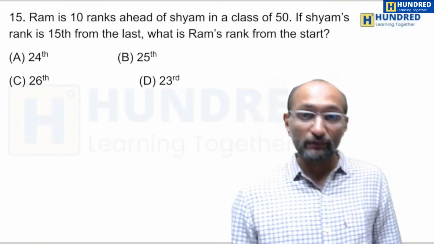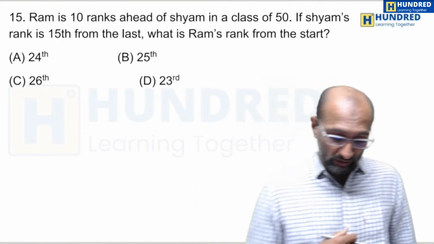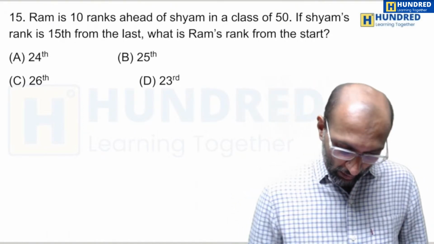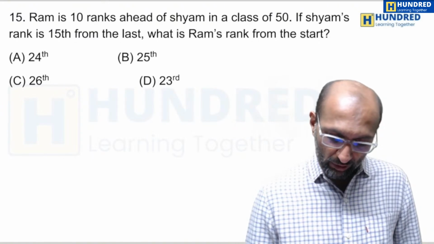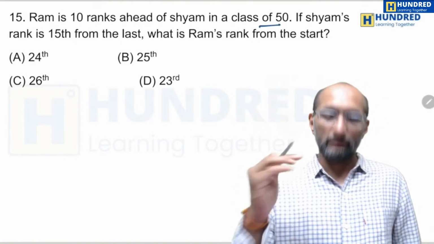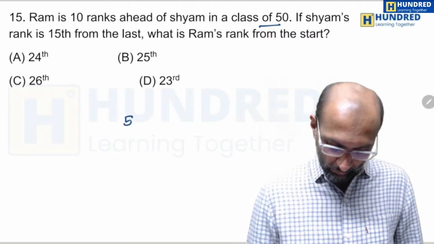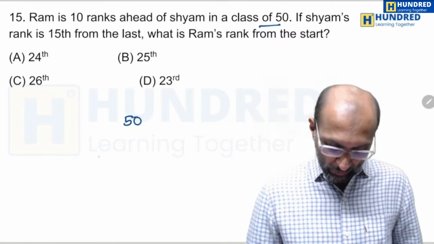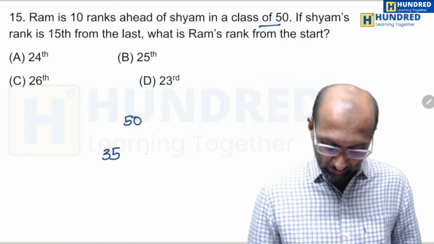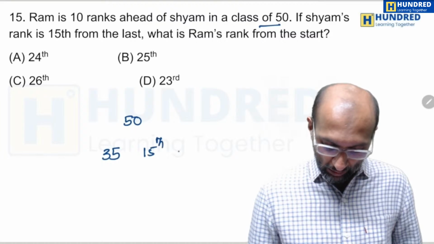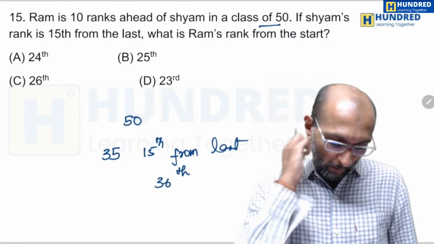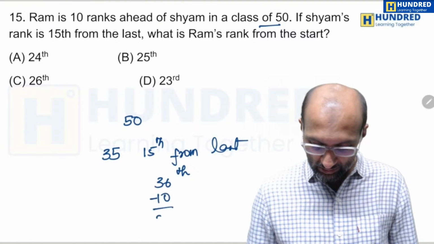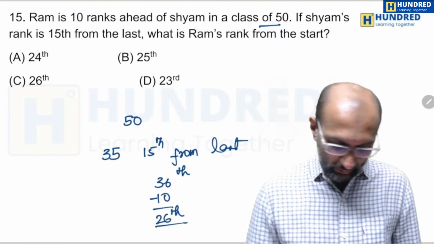Okay, this is again a different pattern. Ram is 10 ranks ahead of Shyam in a class of 50. The number of students is given as 50. If Shyam's rank is 15th from the last, which means 35 students are ahead of him, his rank is 36th. Minus 10 ranks is 26th rank. This is your answer.